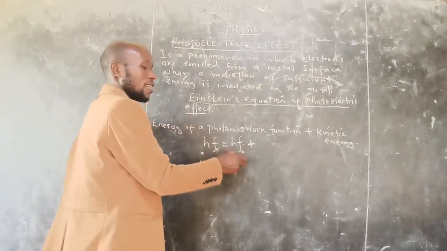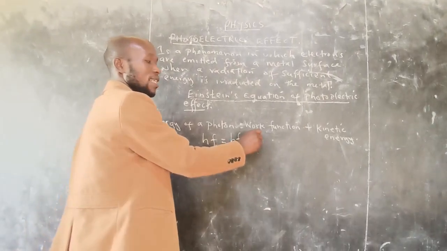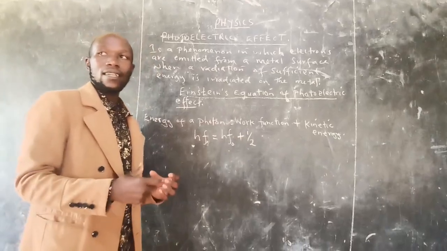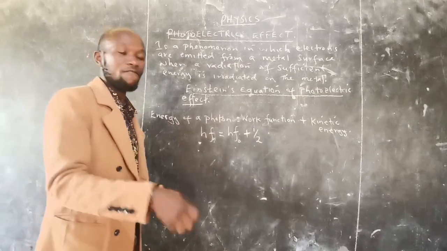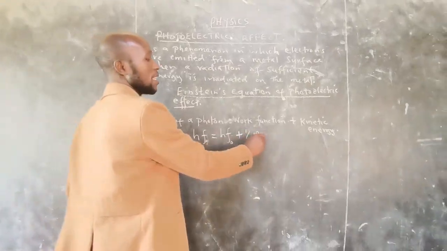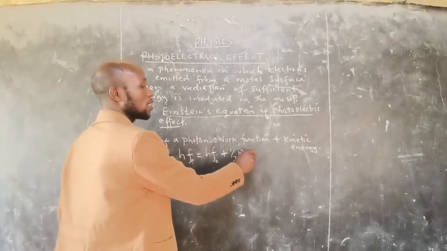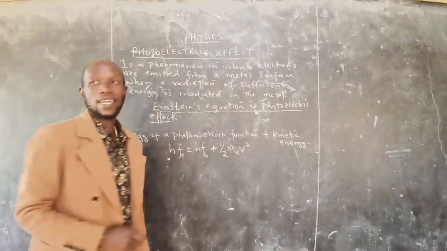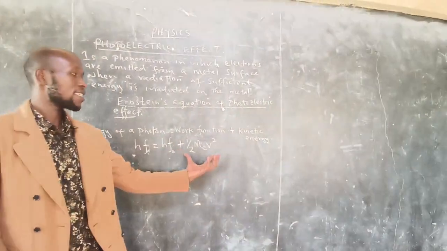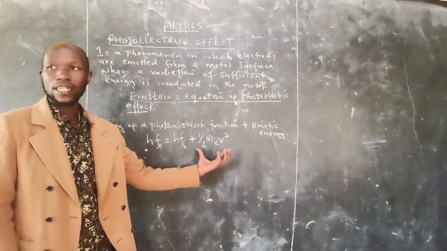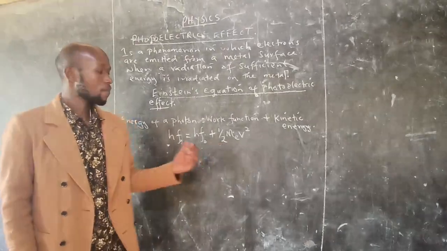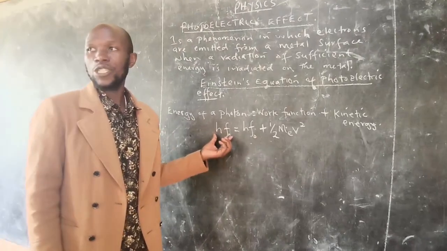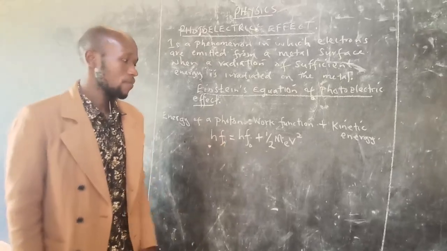Therefore, we add this work function plus the kinetic energy of an electron, when the electron has gained energy, it will now be moving. Therefore, it is a half of the mass of the electron multiplied by the velocity at which that electron is moving squared. Now, this is the kinetic energy of an electron after it has been dislodged from a metal surface. This is the work function, and this is the energy of a photon.